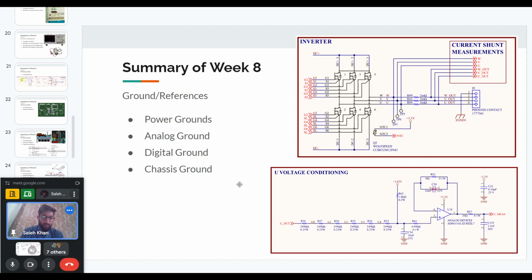And then all of these grounds may be connected together or they may not be. They may be isolated from one another. For example, in this converter that is shown, the power ground is isolated from the analog or digital ground, but the analog and digital ground are connected together in this converter. And this converter does not have a chassis, so it will not have a chassis ground, but in general you may have a chassis ground as well.